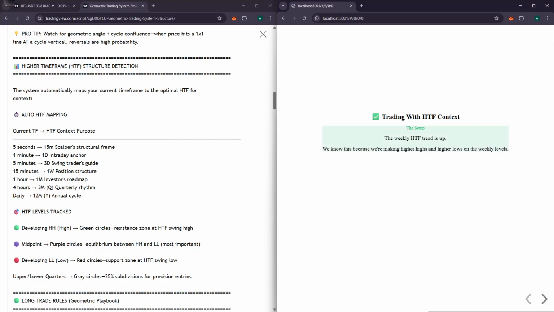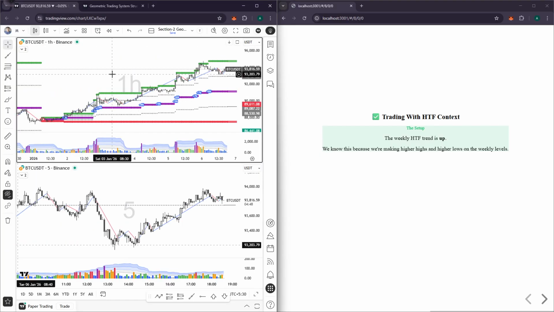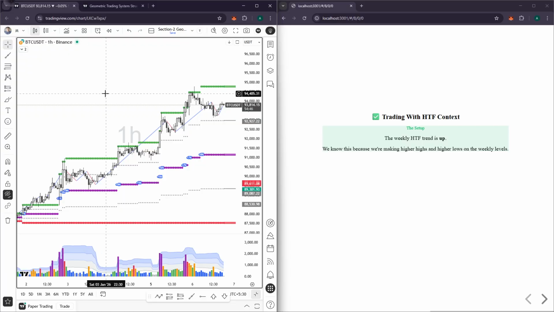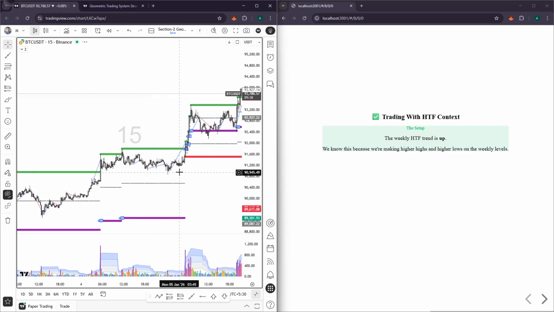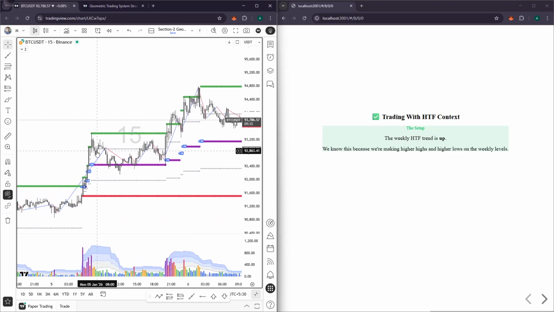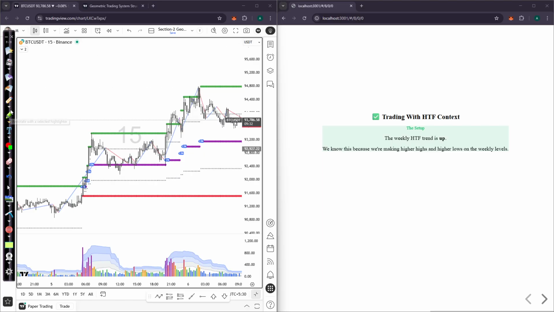Okay, so trading with HTF context: the weekly HTF trend is up. So check that out, like if your weekly trend is up or not. So I'll just come here, I'll put 15 minutes. All right. So here, from the start of the week, we track if my midpoint is uptrending or not. If this is uptrending, then we can take trades on these levels.